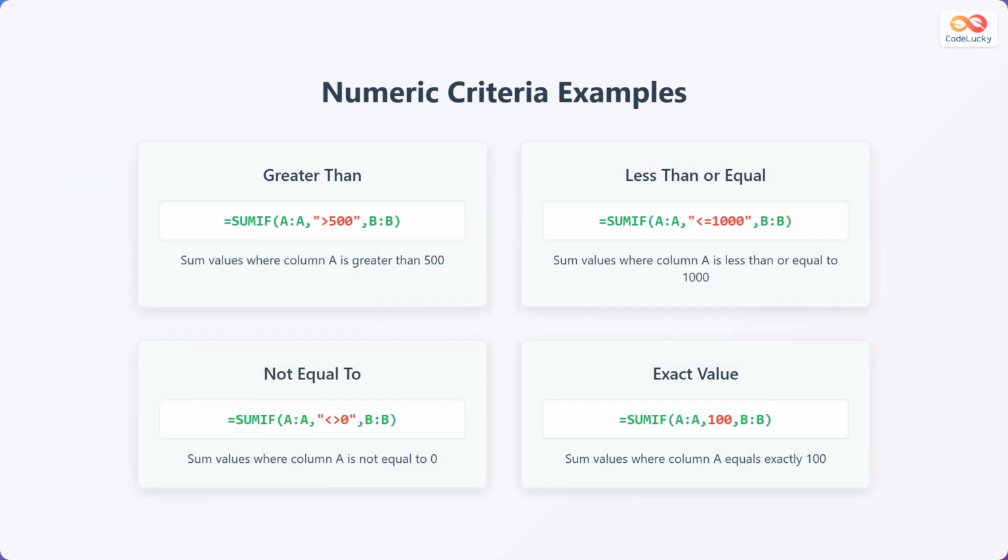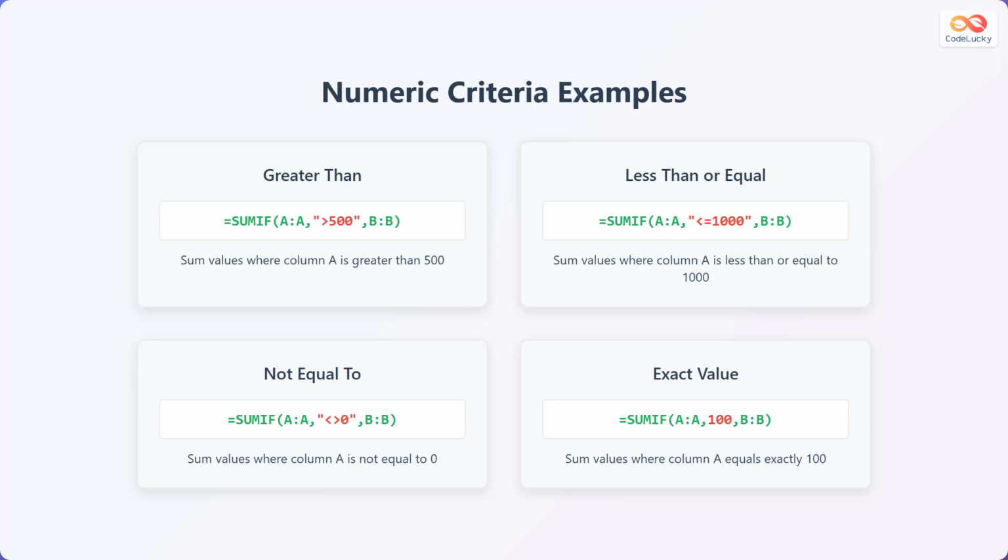The SUMIF function can also be used with numeric criteria to sum values based on numerical conditions. Here are some examples. To sum values where column A is greater than 500, the formula is =SUMIF(A:A,">500",B:B). To sum values where column A is less than or equal to 1,000, the formula is =SUMIF(A:A,"<=1000",B:B).